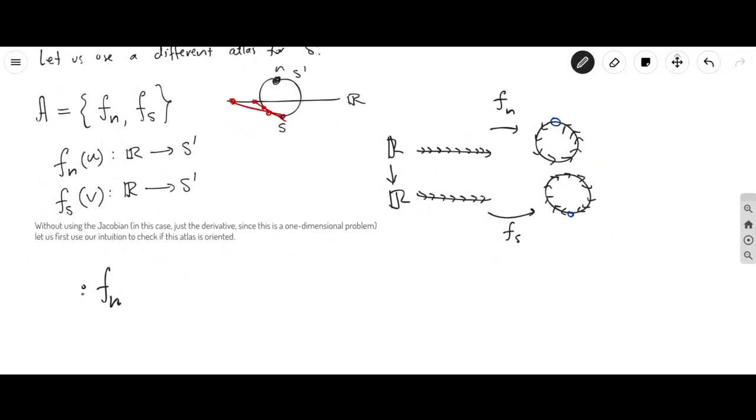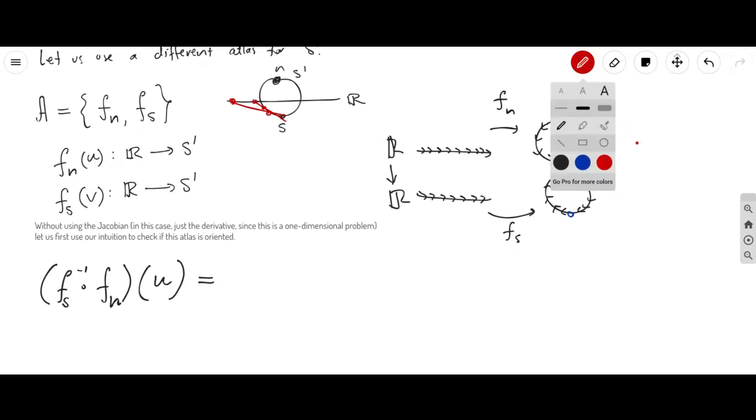Now, if you did the homework problem, then you should have found, so you have to check Fn composed Fs inverse. Basically the question is this: if I give you a point on the circle, which is part of both charts, and I know the u coordinate, well, that very same point also has a v coordinate. And the question is, what is the relationship between u and v? What is the change of coordinates that occurs? That's what this composition is supposed to represent.